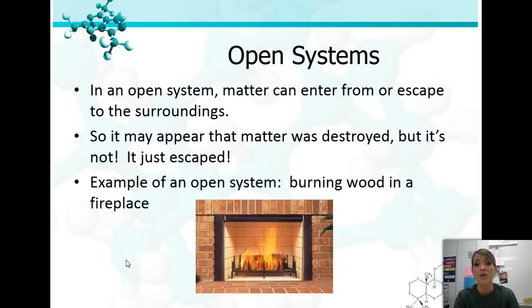Now, when we're talking about the conservation of mass, we're going to talk about two kinds of systems. An open system is a system where the matter during the chemical reaction can escape into the surroundings. In these instances, students say, hey, look, I destroyed the atoms. You didn't destroy the atoms. They just escaped into the surroundings. An example of an open system is wood burning in a fireplace. When that chemical reaction is happening, you're not capturing the atoms that are given off in the gases, the smoke, into the atmosphere. So that system is open. The matter can escape into the surroundings.